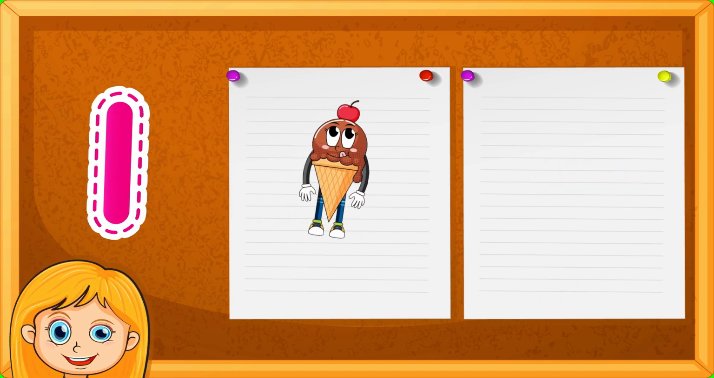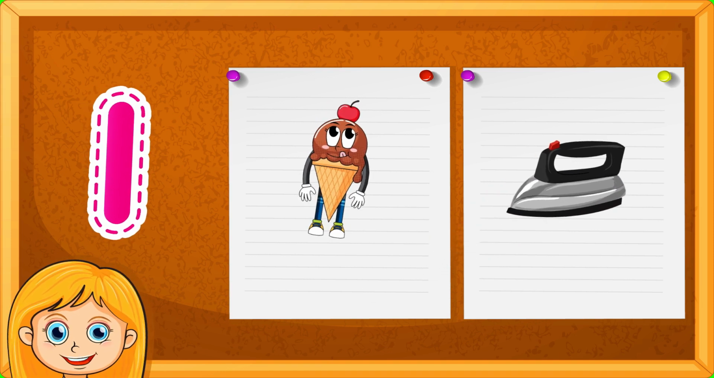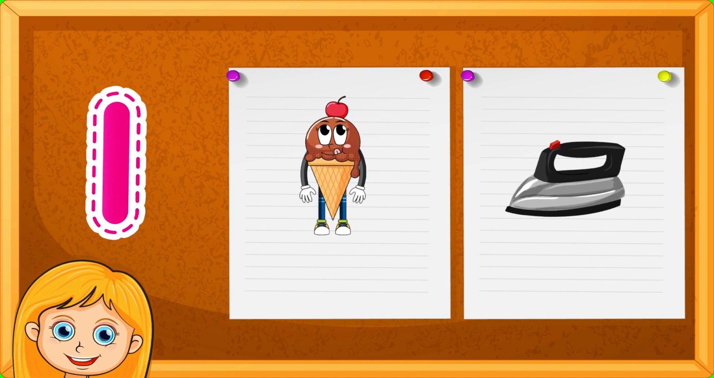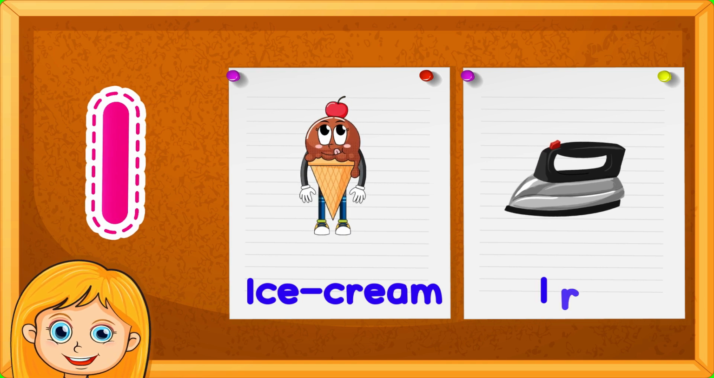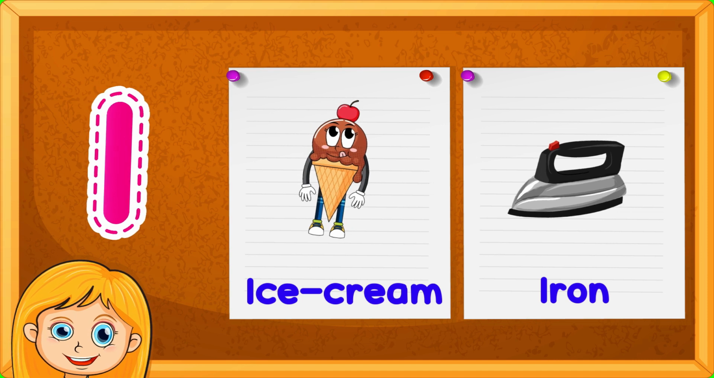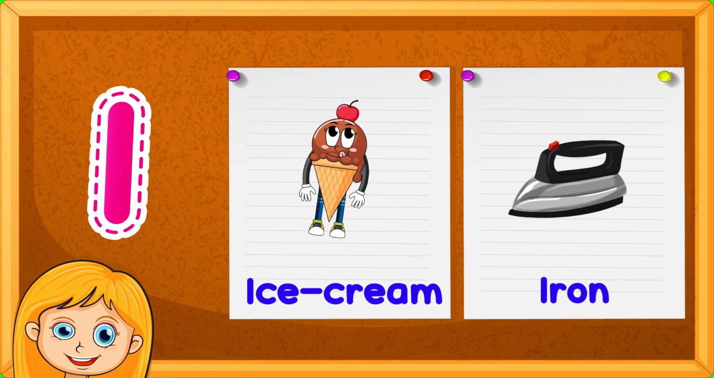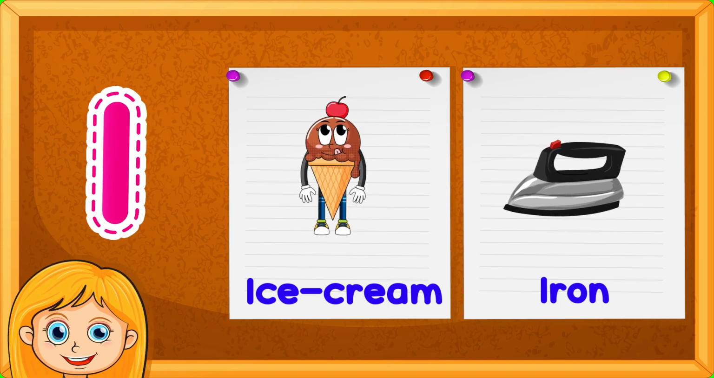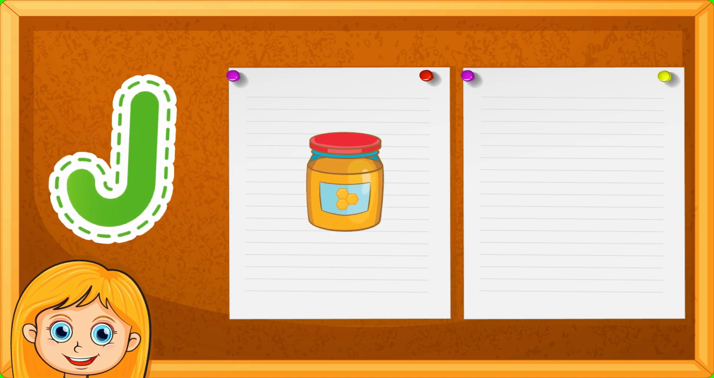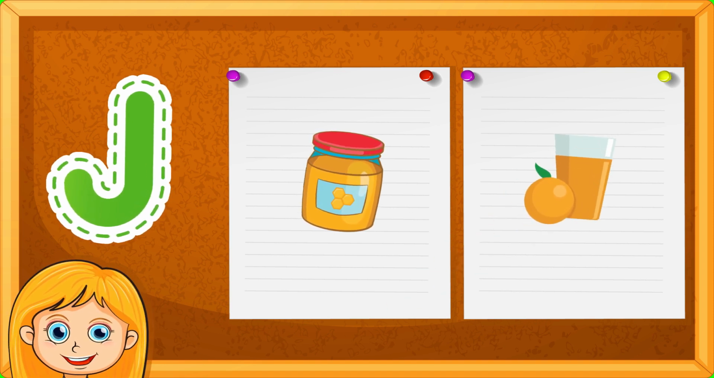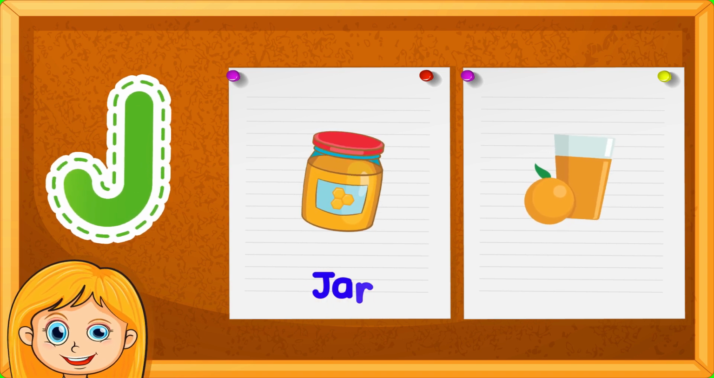I is for ice cream. I, ice cream. I is for iron. Iron. I is for ice cream. I is for iron. J is for jar, jar. J is for juice, juice. J is for jar.